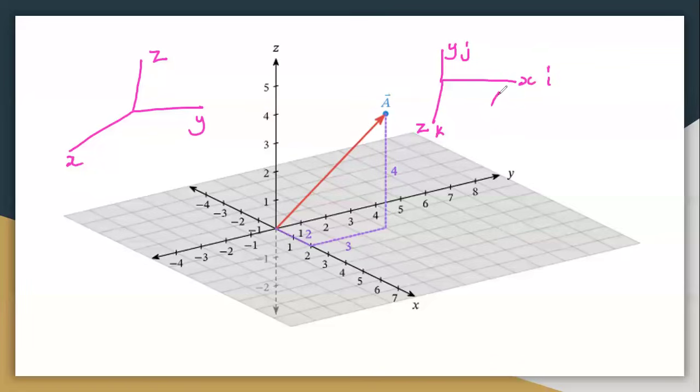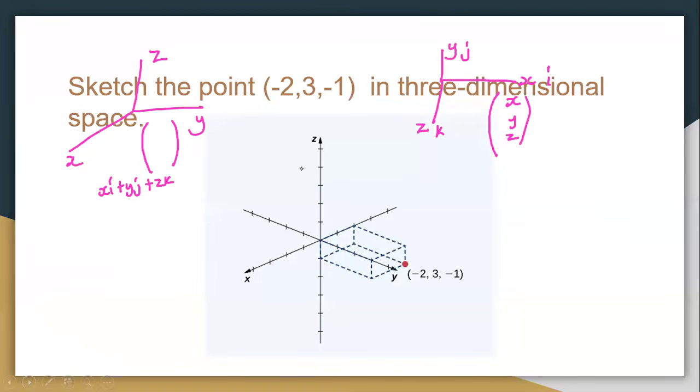And then when you are writing position vectors, always write in the order of X, Y, and Z. So your position vector, you can write it in a column form, or you can write it in vector form as Xi plus Yj plus Zk. Okay. Okay, I think we are good.